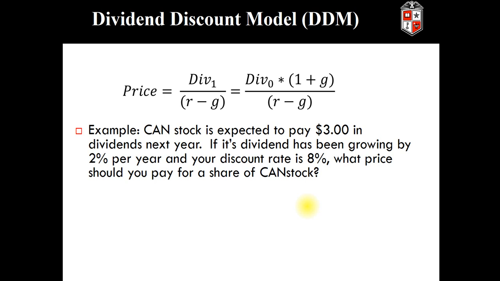Moving on, Can stock is expected to pay $3 in dividends next year. If its dividend has been growing by 2% per year, and the investor's, or in this case your, discount rate is 8%, what price should you pay for a share of Can stock? Please pause the video and attempt to arrive at a solution.